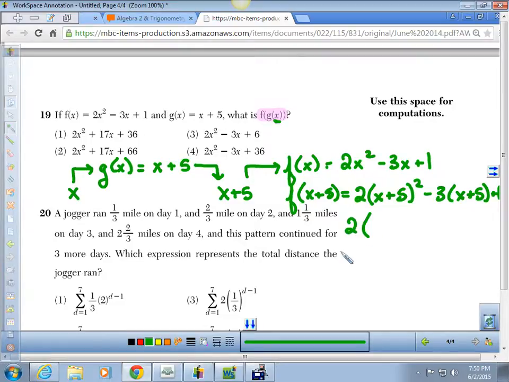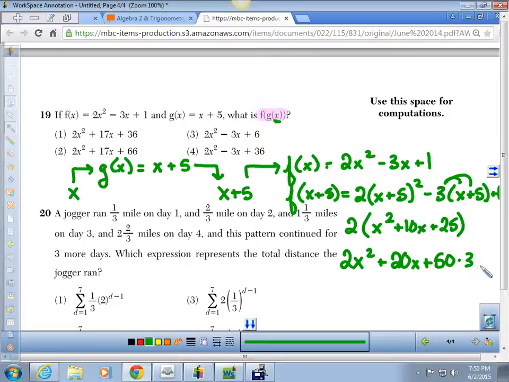So what is x plus 5 times x plus 5? Good. X squared plus 10x plus 25. Okay, go ahead and distribute the 2 now. What do you get? 2x squared plus 20x plus 50. Okay. Distribute the 3 for me, please. Minus 3x minus 15 plus 1.